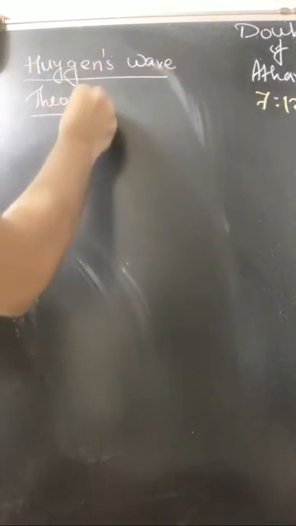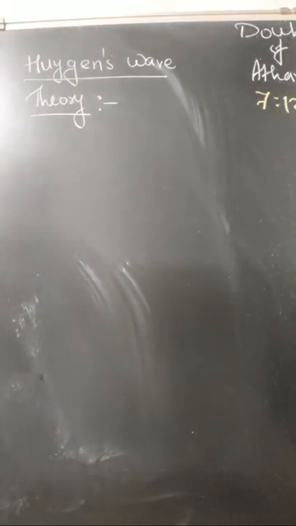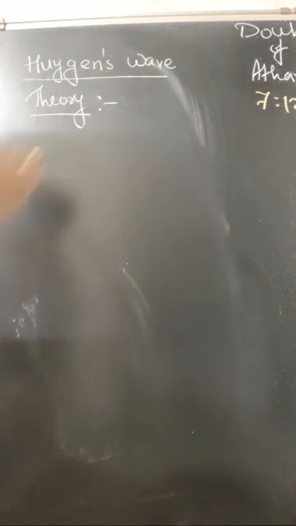So, if Newton's theory was discarded, there will be some other physicist whose theory will be accepted, and his name was Huygens. Huygens wave theory. Now, many people pronounce this as Eugene. You can pronounce the way you like, but the correct pronunciation is Huygens wave theory.